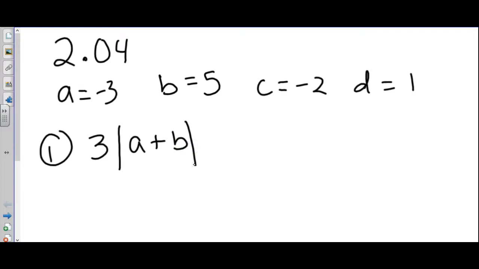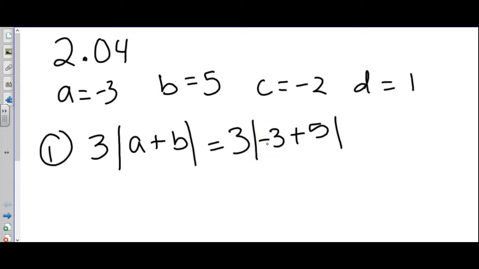So first, we find the numbers that correspond to the letters. A corresponded with -3, so we replace the letter A with the number -3. B corresponded to 5, so we'd replace the letter B with the number 5. And now we need to simplify this.